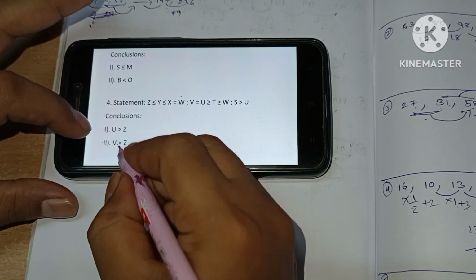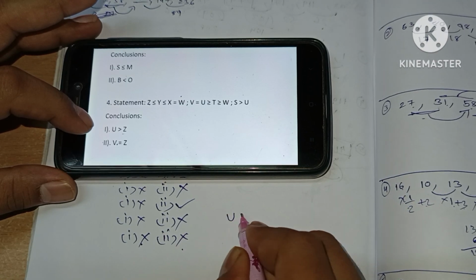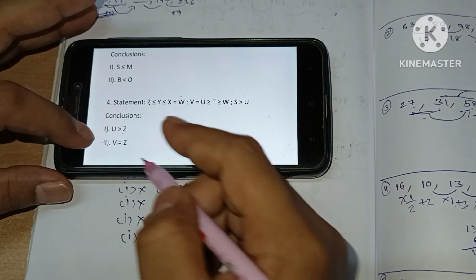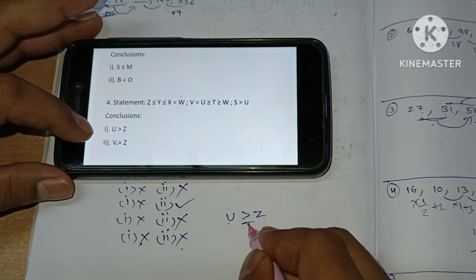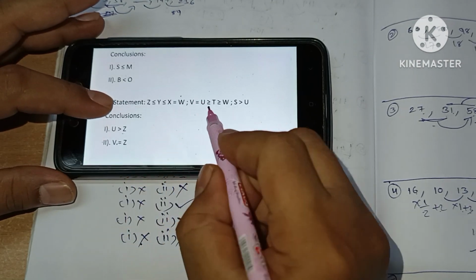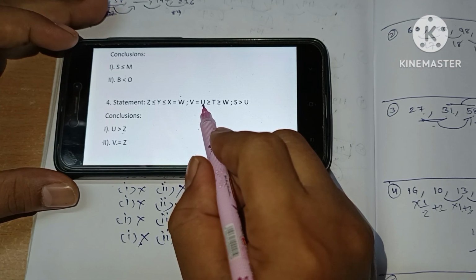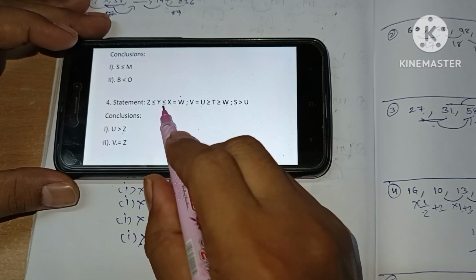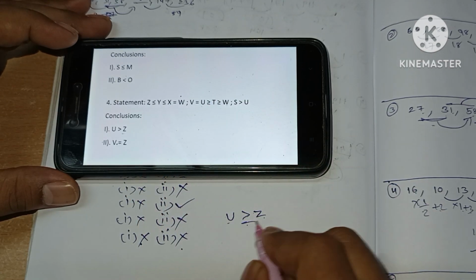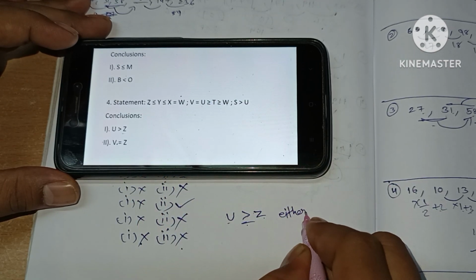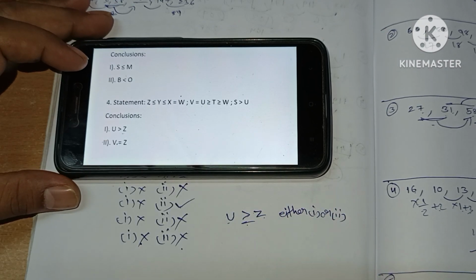So we have two conclusions which are both individually false, and the combined equation between these two will be the flow from U to Z with everywhere equal to also. In our question it is clear that the flow is from U to W and from W to Z with everywhere equal to also. So this is an either-or case. Either 1 or 2 is the answer for question number 4.